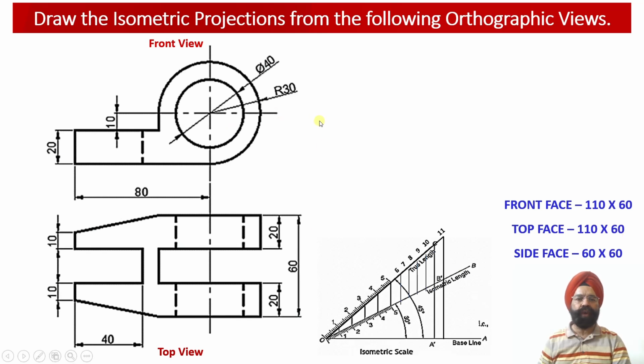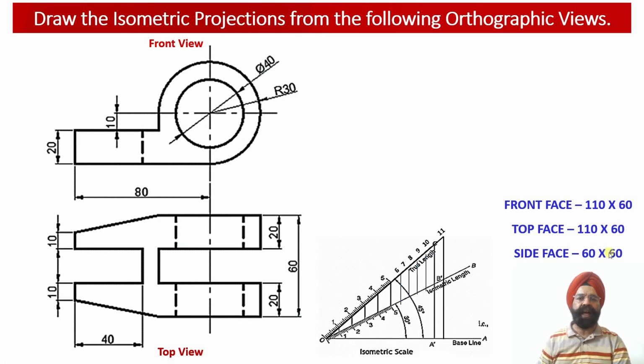When we look at the solid from the left hand side view, we observe that the width of the solid is equal to 60 millimeter, while the height of the solid is also equal to 60 millimeter. So from the left hand side orientation, we obtain the dimensions of the side view face as a square of 60 millimeter by 60 millimeter.